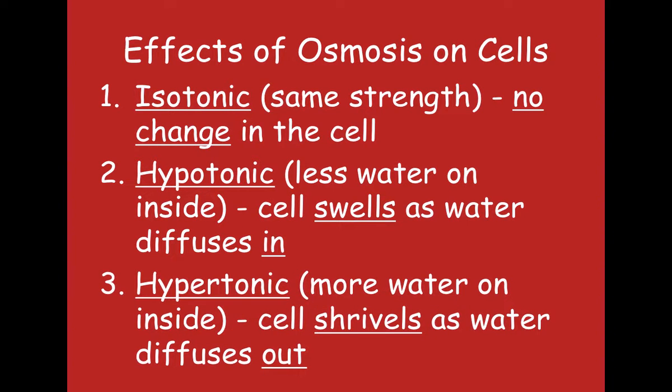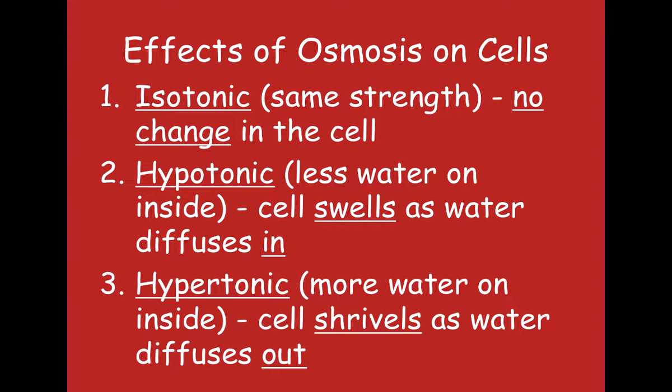The other one is hypertonic, which means that there's more water on the inside and less water on the outside. So water will leave the cell. This is still a high to low scenario. So high on the inside, low on the outside, and the cell will shrivel as the water diffuses out.